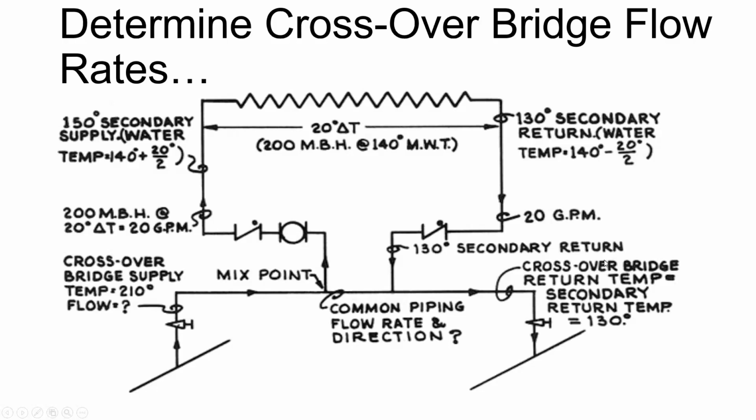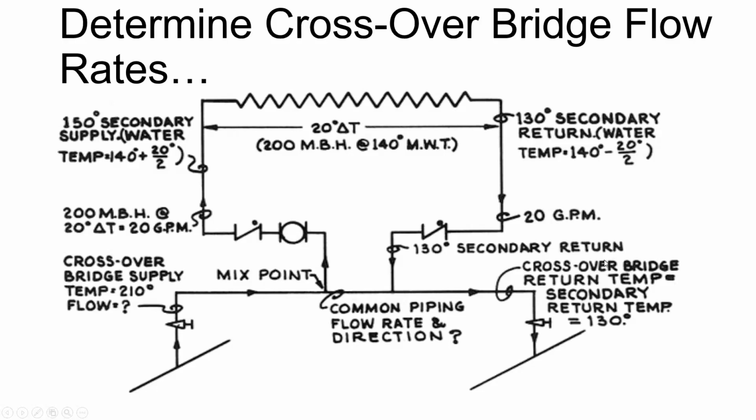So then the only other factor that they told us when we're playing this little game is the temperature available coming from the boiler plant, which in today's world is quite excessive, but years back maybe not as much, is 210 degrees. So I have 210 available, but this is what I want: 150 on the supply at a flow rate of 20, take a 20-degree drop, so I'm going to come back at 130. So then the question becomes, what do I need? What's the crossover bridge flow? What's the crossover bridge return temperature?